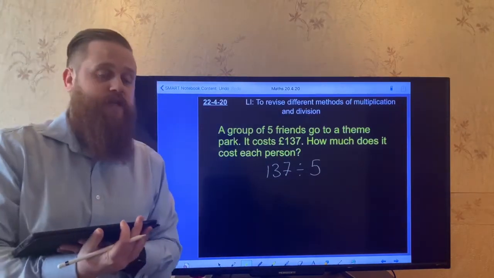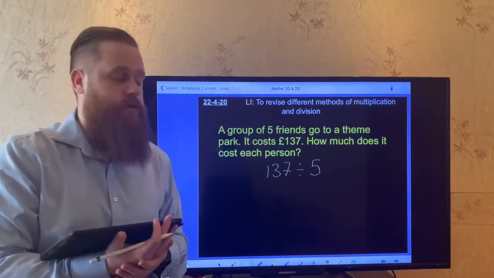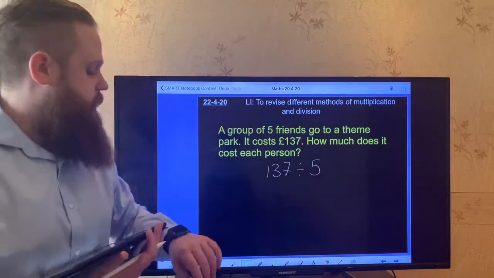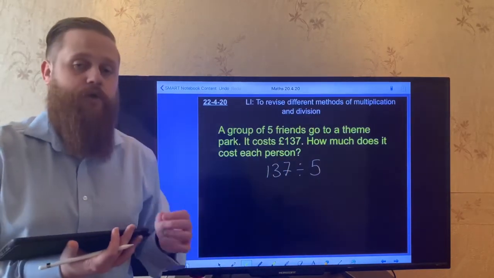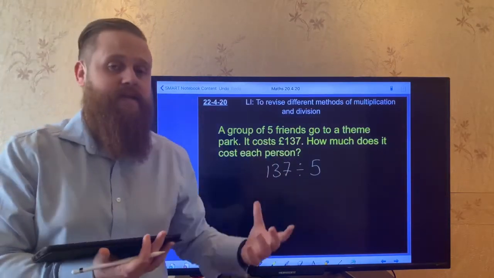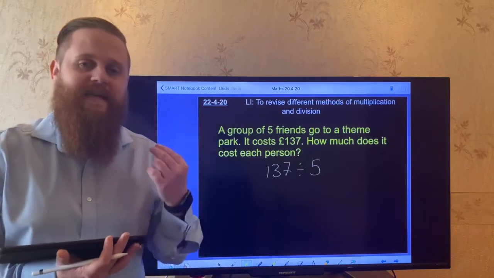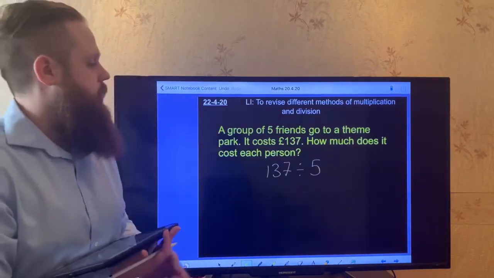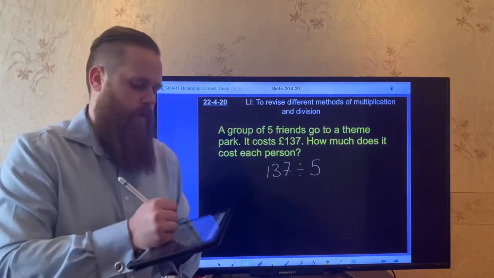Now there's different ways to do this. You might be able to do this in your head. You might be able to use your number facts to help you here. But of course, what I'm going to be doing is my bus stop method. And I'm going to have to get this into pounds and pence. Therefore, I'm going to need to use a decimal place. Okay, it's going to go to 2 decimal places, remember? So let's get it laid out.